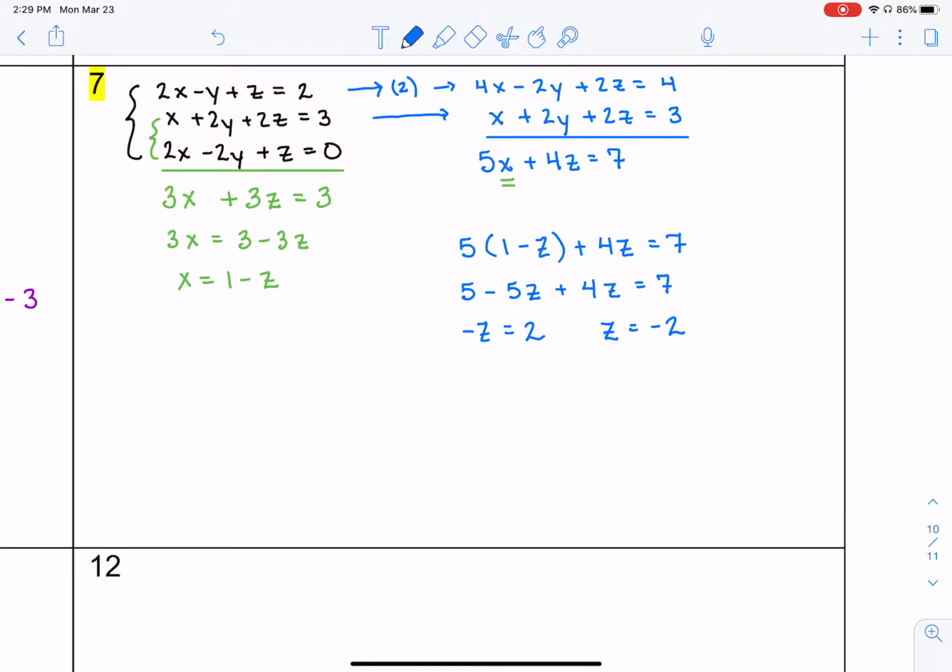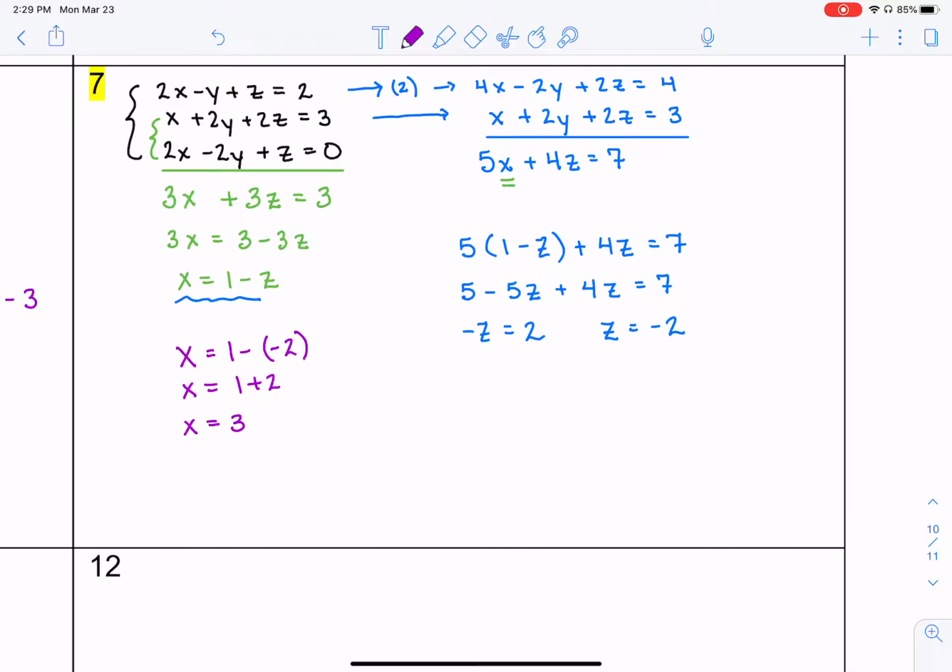Now I'm going to go back to one of my more immediate statements. I think actually I'm going to go over here and solve for x now that I know what z is. Okay, so x is equal to 1 minus, instead of z, I'll plug in negative 2. So x is really equal to 1 plus 2, and therefore x is 3. I have my x, I have my z.